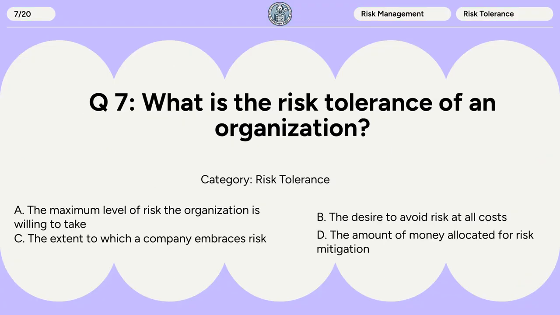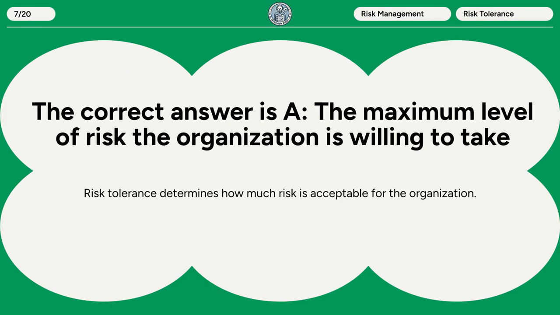Question 7. What is the risk tolerance of an organization? A. The maximum level of risk the organization is willing to take. B. The desire to avoid risk at all costs. C. The extent to which a company embraces risk. D. The amount of money allocated for risk mitigation. The correct answer is A. The maximum level of risk the organization is willing to take. Risk tolerance determines how much risk is acceptable for the organization.